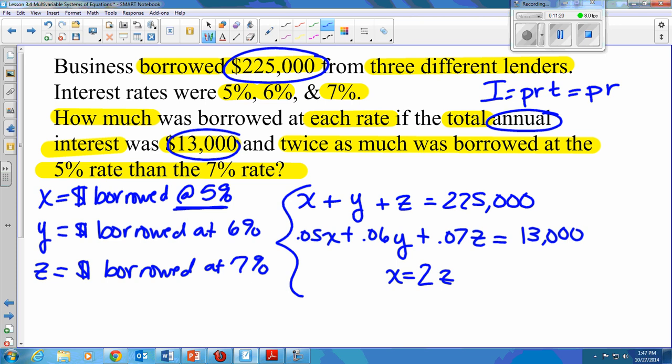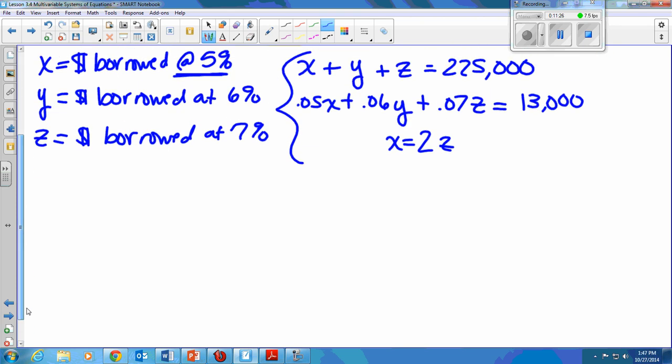Now we could go and do a traditional substitution or elimination problem here because we could put this in two variables pretty easily, couldn't we? What could I do to put it in two variables pretty easily?